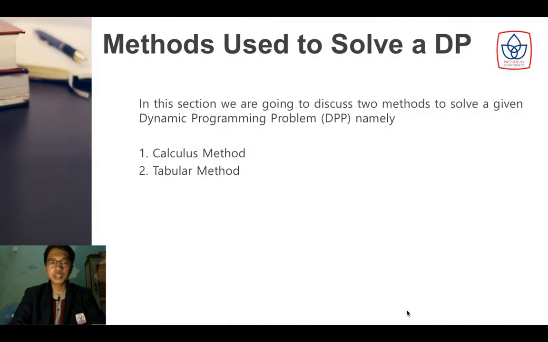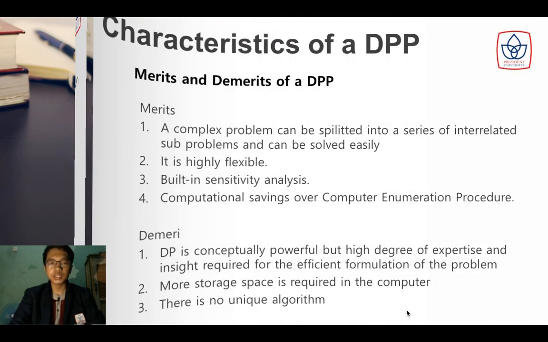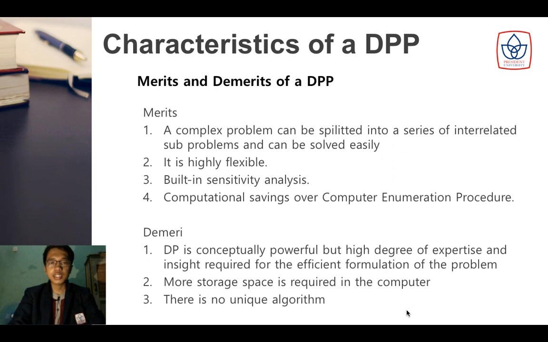Method used to solve a DP. In this section, we are going to discuss two methods to solve a given dynamic programming problem, or DPP, namely 1. Calculus method. 2. Tabular method. Characteristic of a DPP. Merit and demerit of a DPP.